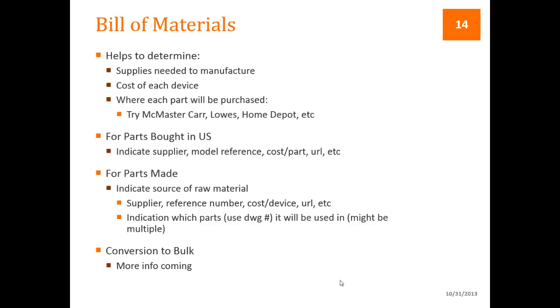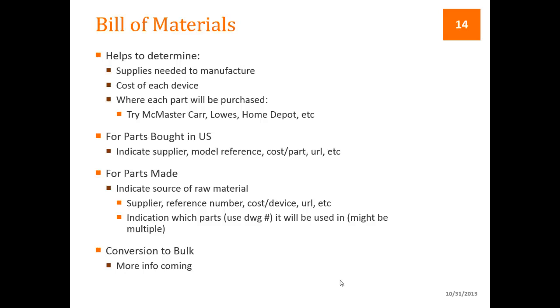For parts that we're buying in the U.S., indicate the supplier, McMaster-Carr or whatever other website. Talk about and actually find it on the website, give us a reference to it, indicate the cost per part, and give us a link as if we were going to go and buy this thing. For parts that you're making, you're going to have to buy the raw material, right? So if you're cutting something out of steel, you're going to have to buy that steel. What shape are you going to buy that steel in? Is it going to be bar stock?